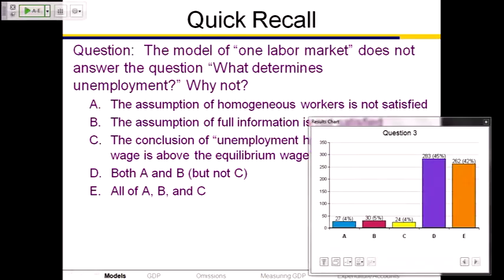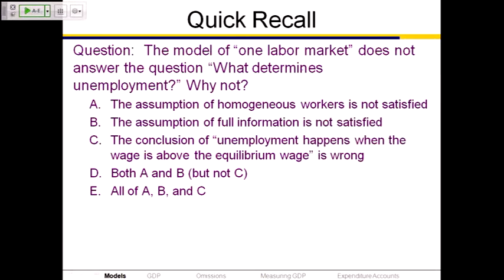So we're kind of split between A, B, and C. This is one of the reasons that I don't use multiple choice questions, because it's a very deliberately vague question. Depending upon how you interpret option C, it could be true or it could be false. So the conclusion that unemployment happens when the wage is above the equilibrium wage is correct if the assumptions of the model are satisfied. So if we've got homogeneous workers, if we've got full information, if we've got whatever these other assumptions were satisfied, if they're all true, then that conclusion is correct. But if those assumptions of homogeneous workers, of full information are not satisfied, then that conclusion doesn't necessarily hold. The bottom line, the story that we tell, depends upon the assumptions that we make.